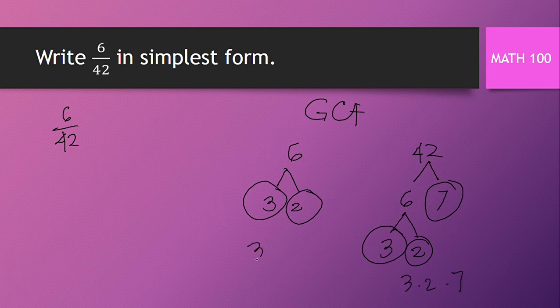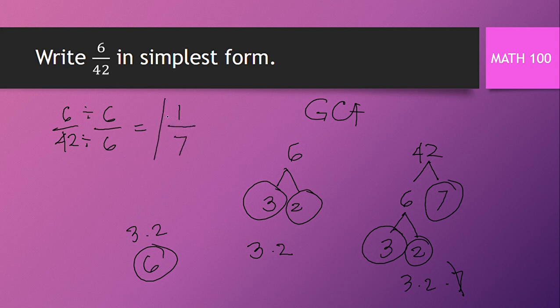So we have 3 times 2 times 7. On the other side, we have 3 times 2. Now 7 is out because 7 is not in number 6. But we have the common numbers as 3 and 2, so the GCF is 6. We are going to use the 6 and divide the numerator and the denominator by it. So 6 divided by 6 is 1, and 42 divided by 6 is 7. So you've got 1 over 7.